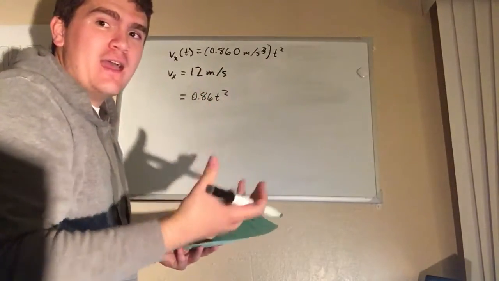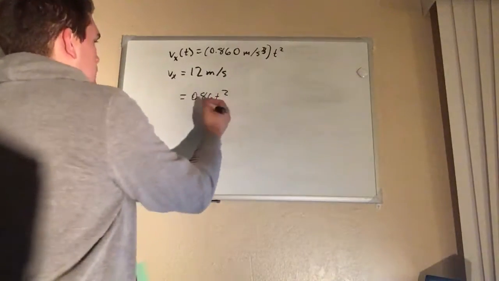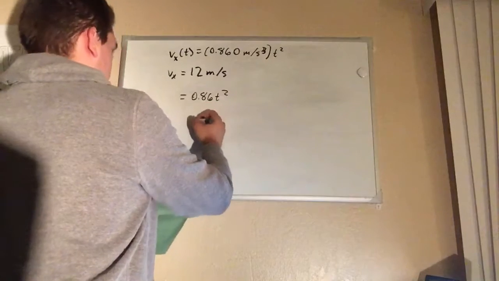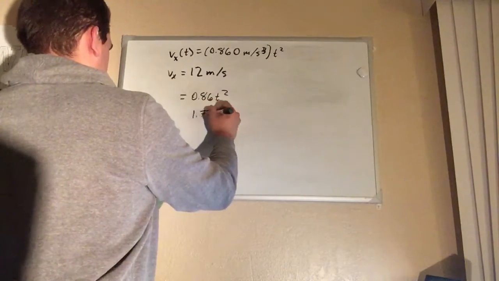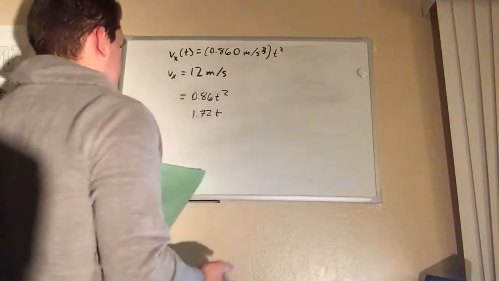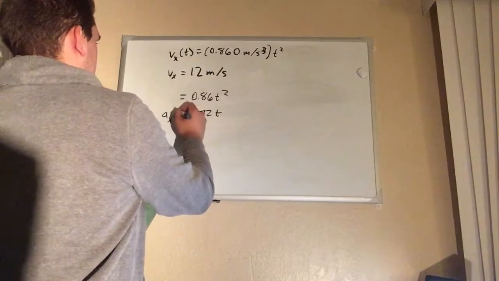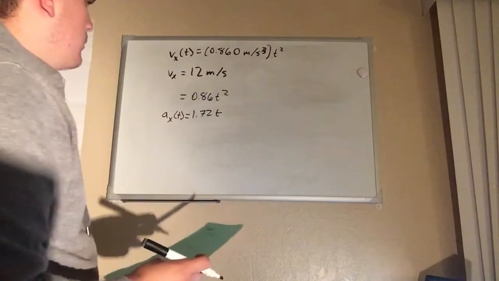To find the acceleration, we're going to need to do the power rule, and so it's like, just multiply this by 2, you end up with, I just want to make sure I'm doing this right, 1.72 t. So this is our ax of t. This is our acceleration, 1.72 t.